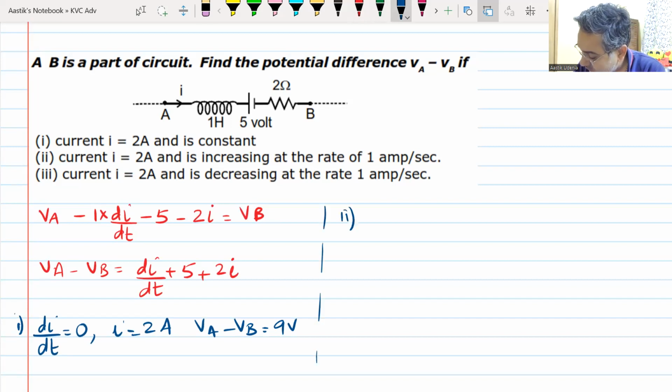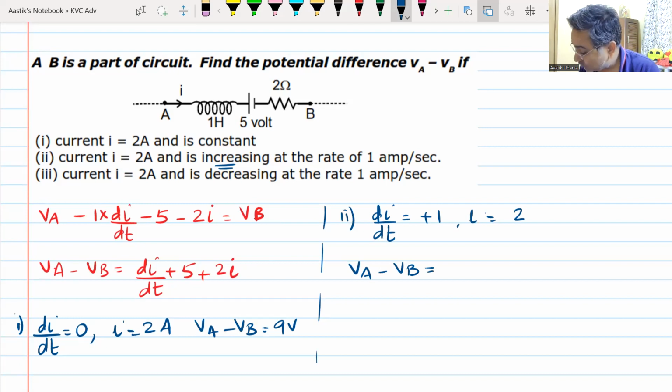In case number 2, my di by dt, as you can see, it is increasing. So it is plus 1. Current is increasing, di by dt is positive. Your I is equal to 2. That does not change. So your VA minus VB becomes 9 plus 1, 10 volts.